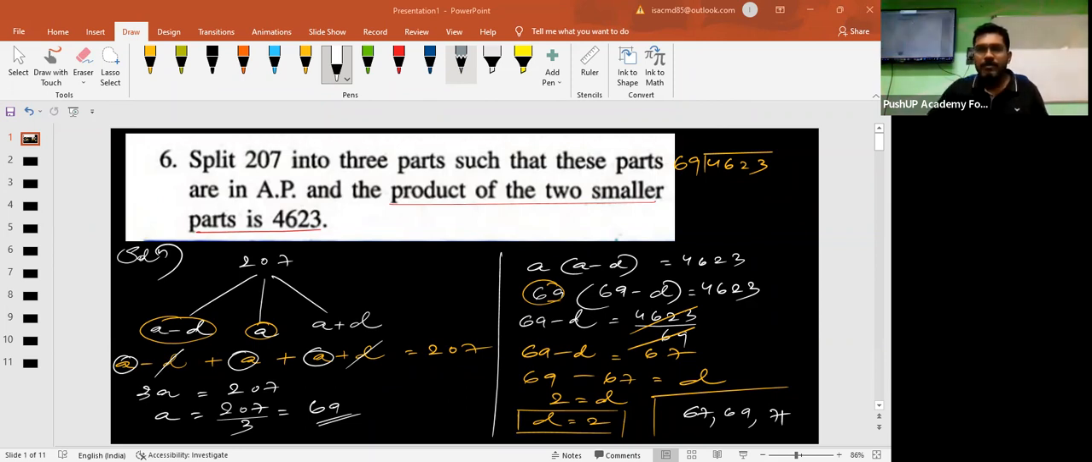Next question. The sum of three numbers in an AP is 15.